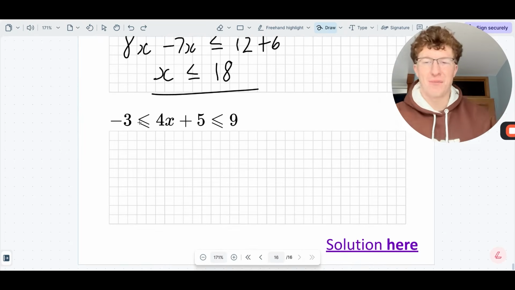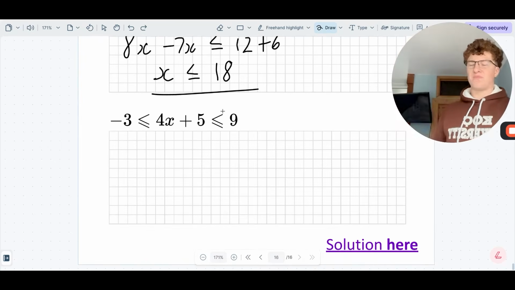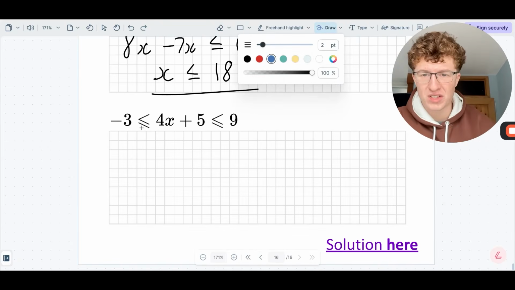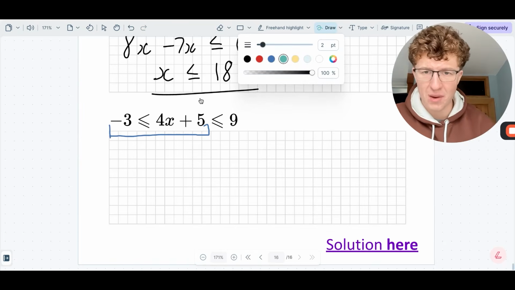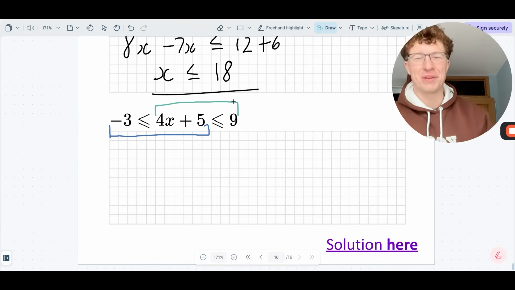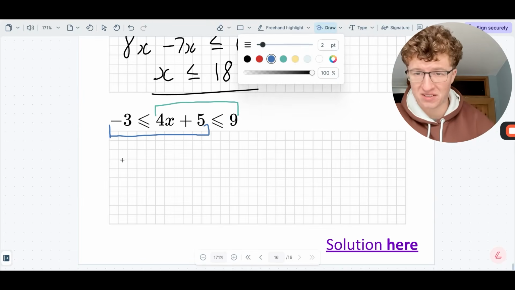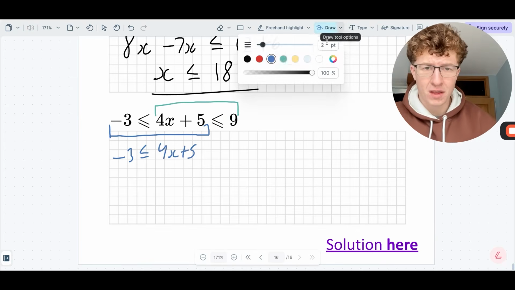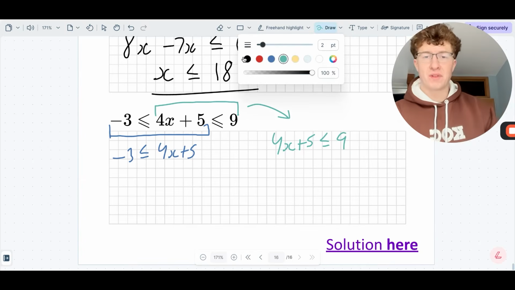Final question. We have minus 3 is less than or equal to 4x plus 5 is less than or equal to 9. Now, the method we're going to use here is the claw method. So, we're going to deal with the inequalities separately. We're going to deal with the first two parts first, and then we're going to be dealing with the second two afterwards. When we do that, we're just going to end up with two separate inequalities. So we're going to have minus 3 is less than or equal to 4x plus 5 here. And then over here, we're going to have 4x plus 5 is less than or equal to 9. So we're just going to deal with them separately.